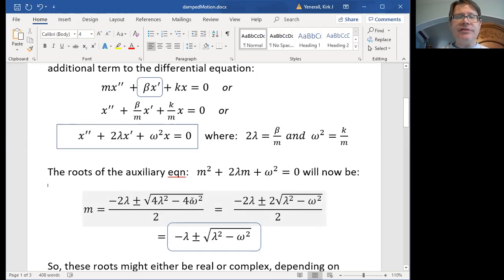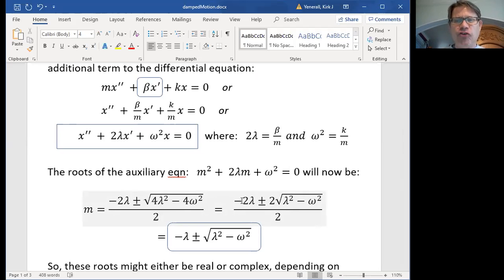And we notice that both of the terms now underneath the radical sign have a factor of 4 in them. So if I factor that out, square root of 4 is 2. So in the numerator, I'd have negative 2 lambda plus or minus 2 times the square root of lambda squared minus omega squared, divided by 2.